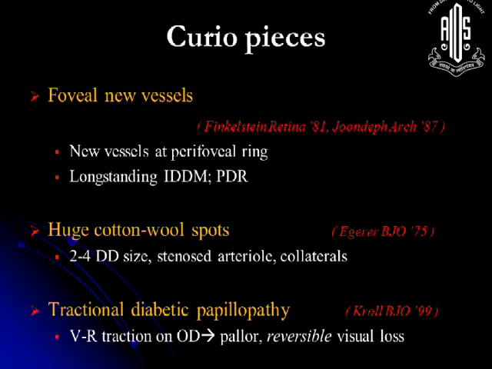Huge cotton wool spots are also seen. They're usually about a quarter disc diameter in size. But huge, large spots of 2 to 4 disc diameters have also been reported, and in some cases they've been confused with medullated nerve fibers. But this has been seen, and typically you have stenosed arterioles, as reported by Egger et al., at the margin of these spots, and you find attempted reperfusion at the margin with collaterals coming up.